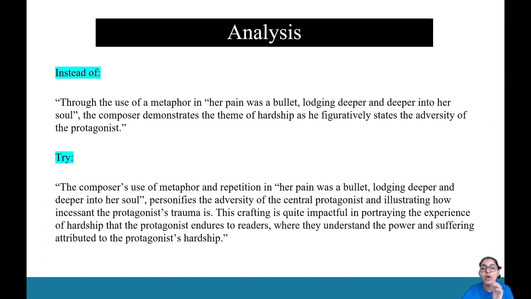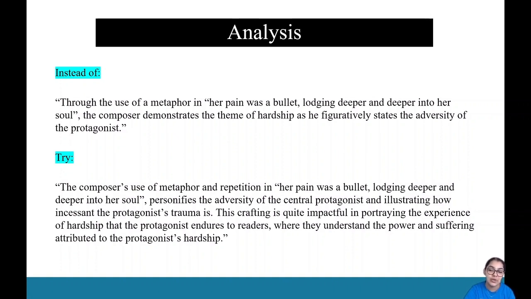So let's have a look at what I actually mean, because I've told you what it is, but let's show you what that actually means. So instead of saying, "through the use of metaphor, in her pain was a bullet, lodging deeper and deeper into her soul, the composer demonstrates the theme of hardship, as he figuratively states the adversity of the protagonist." So you can see here, I've got the technique, I've got the quote, but I'm just linking back to the main idea. I'm linking it back to the theme of the paragraph. I'm not actually breaking down the quote.